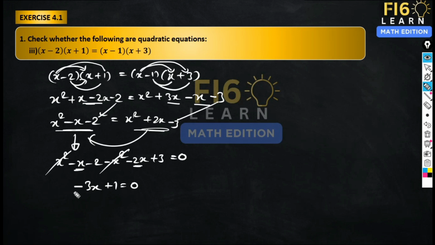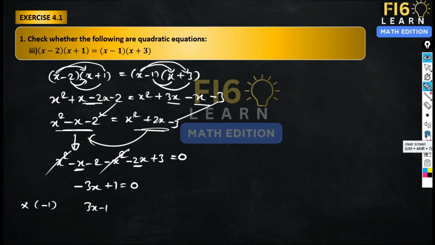So if you want to, you can multiply with minus 1 on both sides, or you can stop up to this. Okay, so I'm going to multiply with minus 1 on both sides, so I will get 3x minus 1 is equal to 0. I don't want the first term to be negative, so I just multiplied with the minus 1. Okay, this is also correct. You can stop up to this also. Anyway, the power is 1, so it is not a quadratic equation. Okay, this is a linear equation.